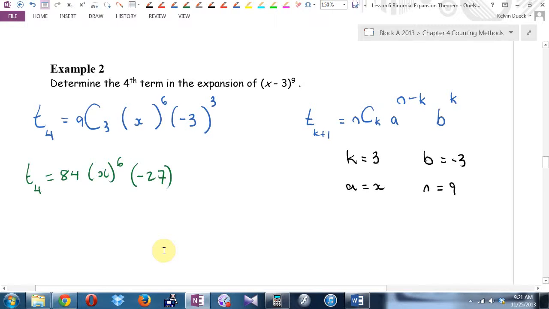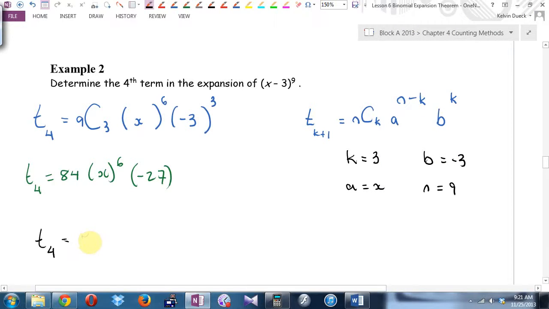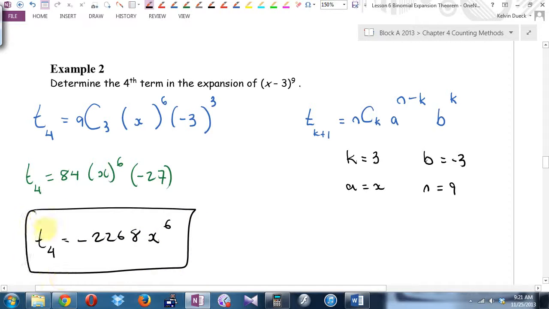You know what? We can tidy that up. What's term 4? The fourth term is going to be 84 times negative 27, negative 2268, x to the 6th. That's the fourth term of that expansion. If you were to FOIL that out, I guarantee you there's your fourth term. Negative 2268, x to the 6th power.